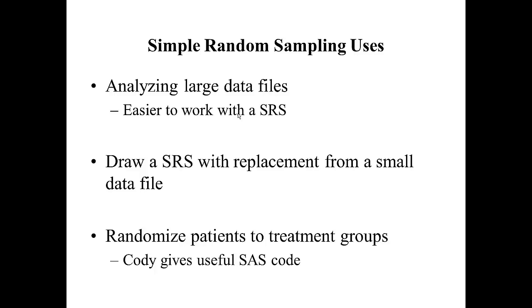You can test out programs on a smaller sample, and then once those programs work, you can apply them to your larger data files. Also, you can draw a simple random sample with replacement from a small data file. And lastly, something that I do quite often is randomize patients to treatment groups when I am involved in a clinical trial that requires having patients receive a treatment and patients receive a control. Your Cody and Smith textbook gives useful SAS code for how to randomize patients to treatment groups.